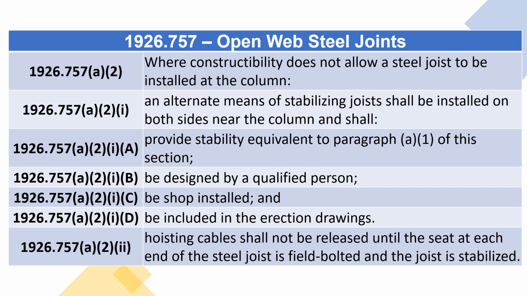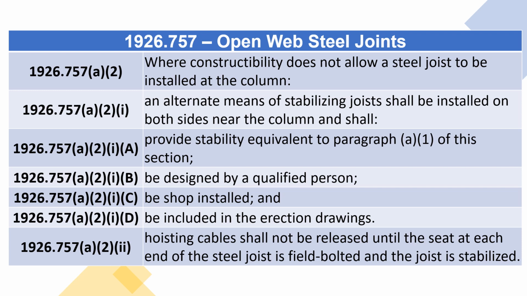1926.757 A2, where constructability does not allow a steel joist to be installed at the column. 1926.757 A2 I, an alternate means of stabilizing joists shall be installed on both sides near the column and shall 1926.757 A2 I A through 1926.757 A2 I D provide stability equivalent to paragraph A1 of this section. Be designed by a qualified person, be shop installed, and be included in the erection drawings.